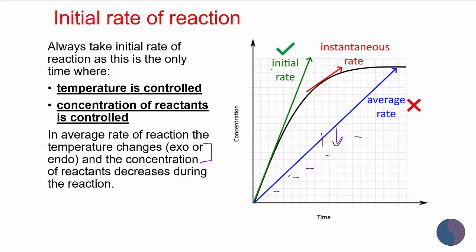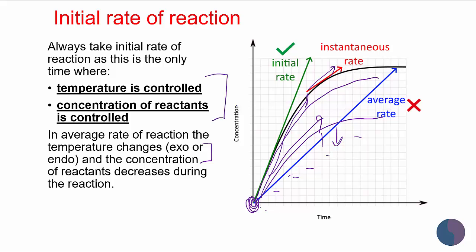If you do an initial rate, which is like an instantaneous rate at time 0, that is the only point where you can be sure and measure what your concentration of reactants are, what your temperature is, and you know there's no products. And so you'll find that for maybe like a decreasing rate, you'll also have a decreasing initial rate, and it'll be far more accurate. So make sure you state that as well, that the reason that you're doing an initial rate is because you are controlling your concentration and temperature.